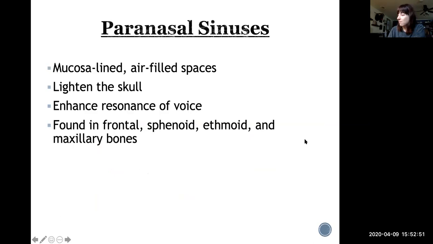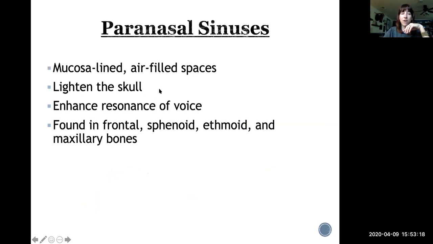Anyway, let's talk about the paranasal sinuses. These guys are hollow cavities right behind your face. They are actually hollow places inside of the facial bones, okay? A sinus is like a hollow part or a cave sort of thing. They are lined with mucosa, right? So cells that produce mucus. They are filled with air.